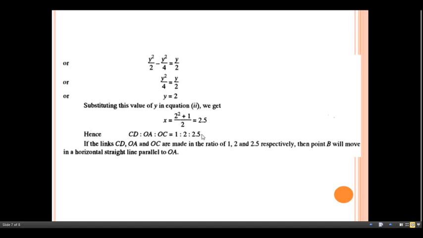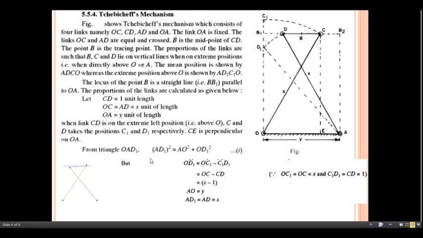Now whatever terms we have assumed, CD as to OA as to OC, we can get those terms in this proportion, 1 as to 2 as to 2.5. If the links CD, OA and OC are made in the ratio of 1, 2 and 2.5 respectively, then the point B will move in a horizontal straight line parallel to OA. So the point B will move in a horizontal way in a straight line.